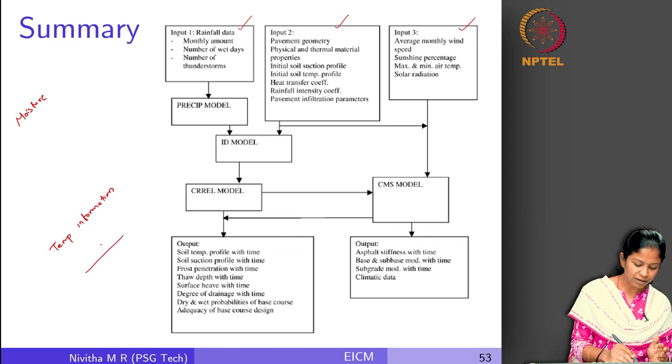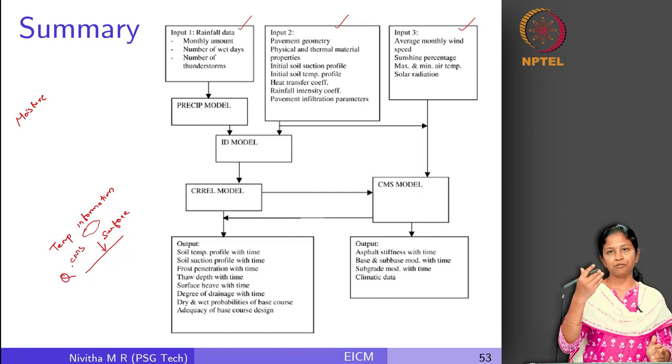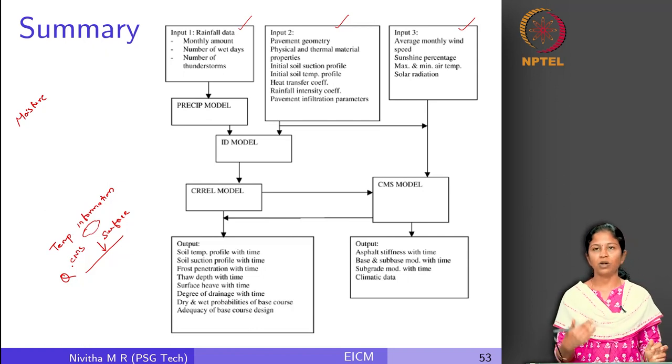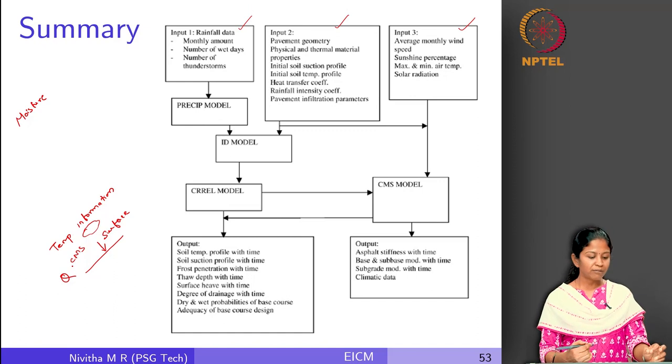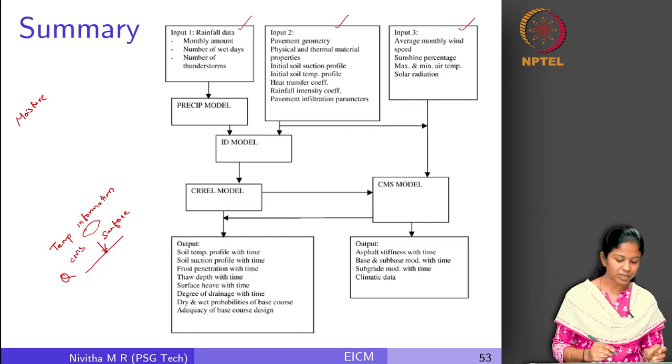So this temperature information we will calculate at the surface. So we have all the environmental parameters. We will use the CMS model, right? We will use the heat balance equation. How much radiation is received by the pavement? How much is reflected back? What is the influence of convection? What is the convection coefficient? We will use all of it, and then we will compute the temperature at the surface, right?